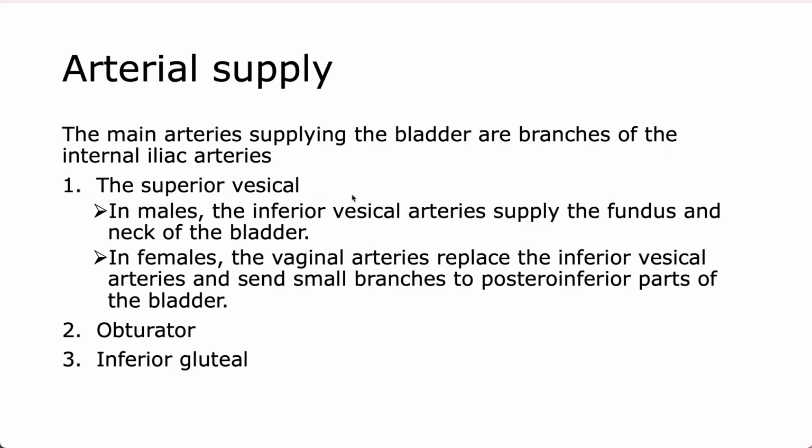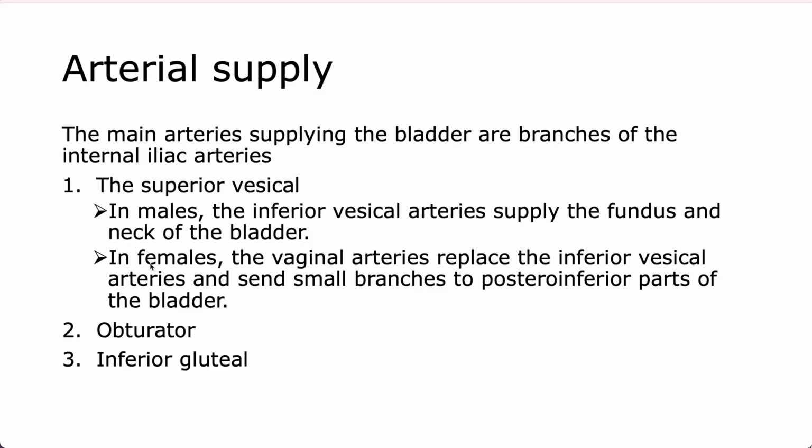Primarily, the contributions are coming from the superior vesical artery, obturator artery, and inferior gluteal artery. So these are the main three arteries supplying my urinary bladder. But I have certain differences between males and females. So in the males, the inferior vesical artery supplies the fundus and neck of the bladder. But in females, the vaginal arteries replace the inferior vesical artery, and they send small branches to posterior and inferior parts of the bladder.